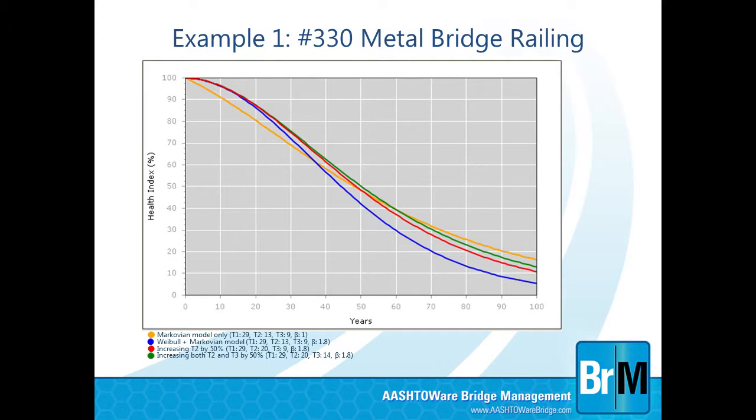This is just an example of a metal bridge railing, and the yellow line is purely Markovian model, and then the others are some variations of the shaping factor, and as you can see, it maybe doesn't make a lot of difference, but it's up to each state to see how refined they think they need to be.